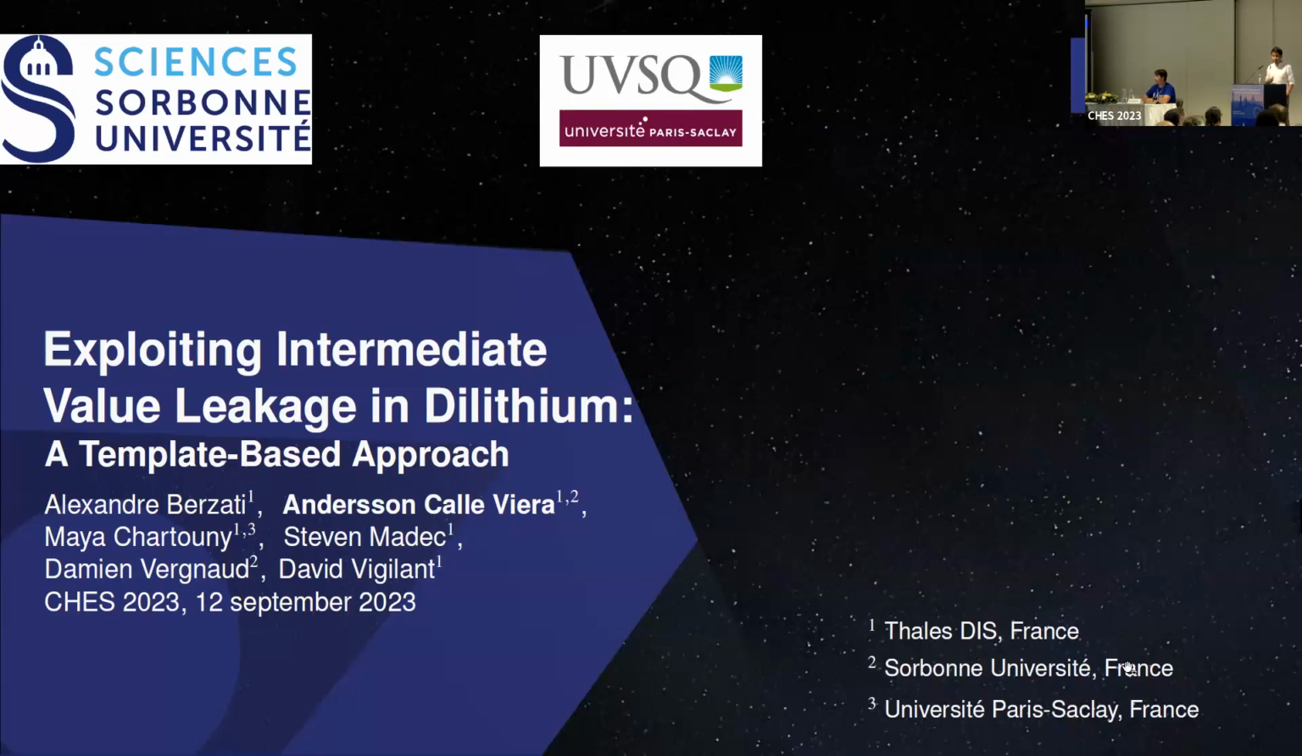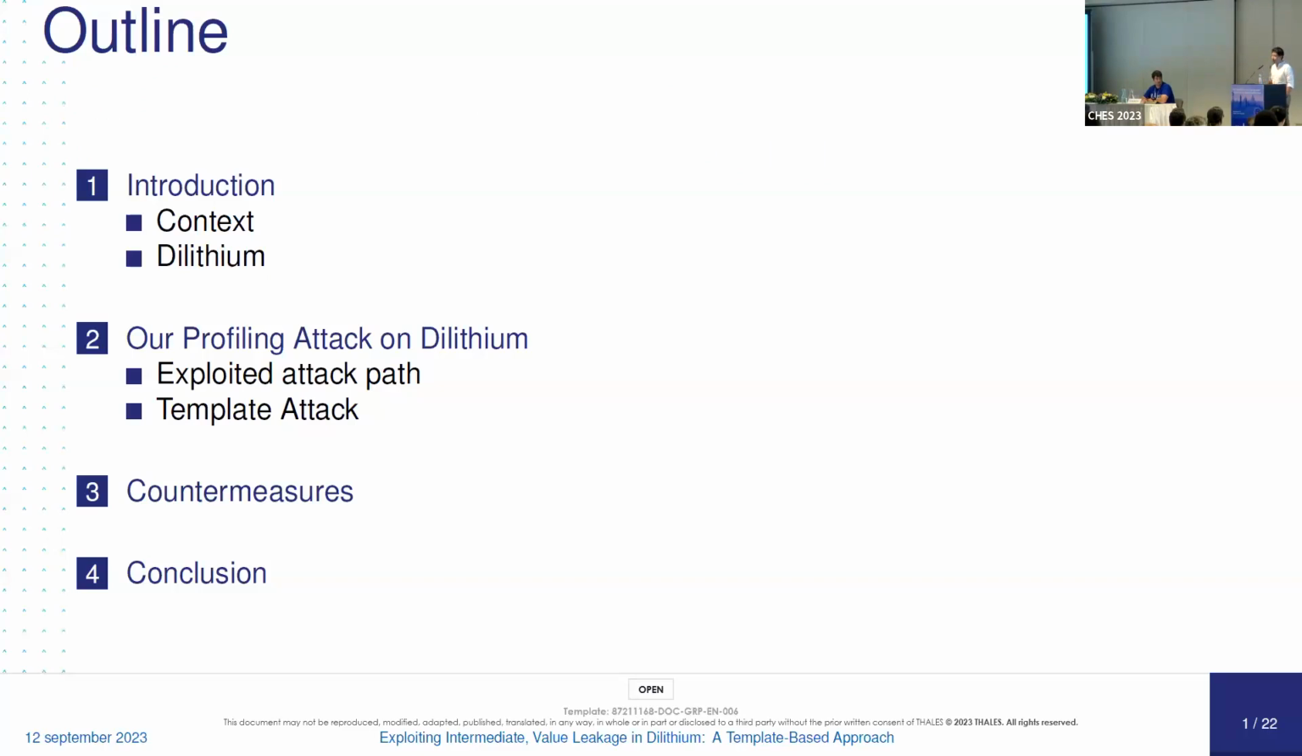Good morning, everybody. For this talk, I will be presenting a joint work with Alexandre Berzati, Maya Chartouni, Steven Madec, Damien Vergnaud, and David Vigilant about how to exploit an intermediate value leakage in Dilithium through a template-based attack in order to recover the secret key. First, I will present the context and motivation behind this work, as well as detailing the scheme that we analyzed. After that, I will guide you through the different steps of the attack that we introduced in our paper. And in the end, we will conclude briefly with a discussion about countermeasures.